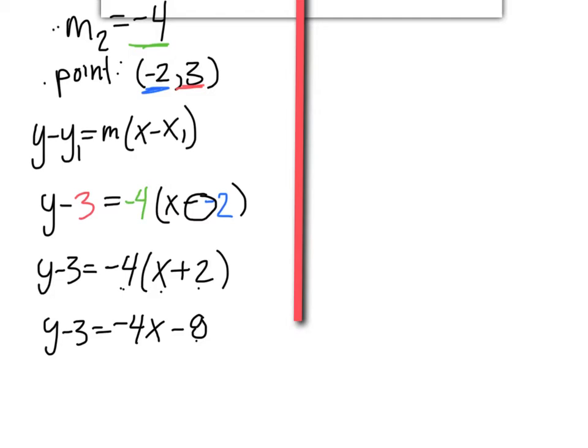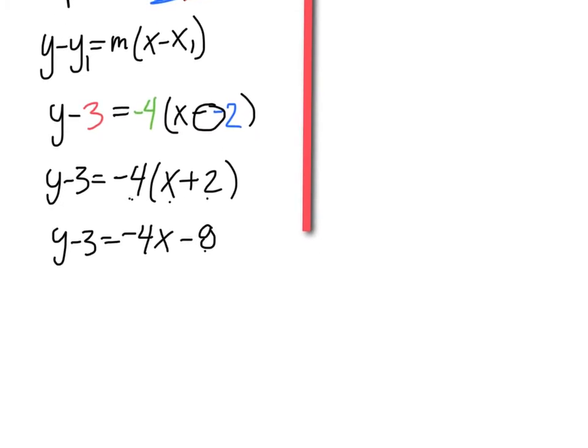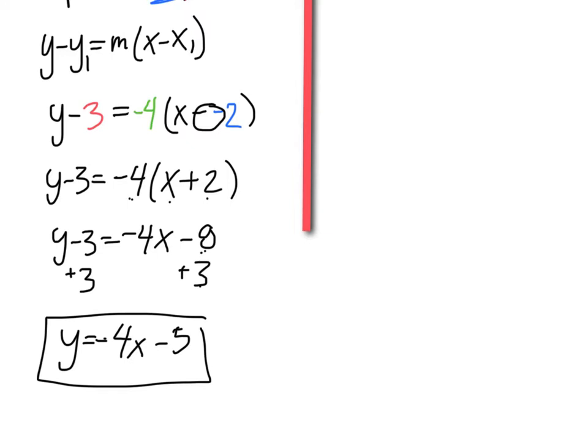We could leave it here if you really wanted to, but this isn't good enough, because you can do better. You always want to write it in slope-intercept form. So add 3, y equals negative 4x minus 5. Negative 8 plus 3 is minus 5. Put a box around it. Put a cloud around it. Put whatever you want around it. Make it obvious that that's your answer. So that's your answer for the first one.